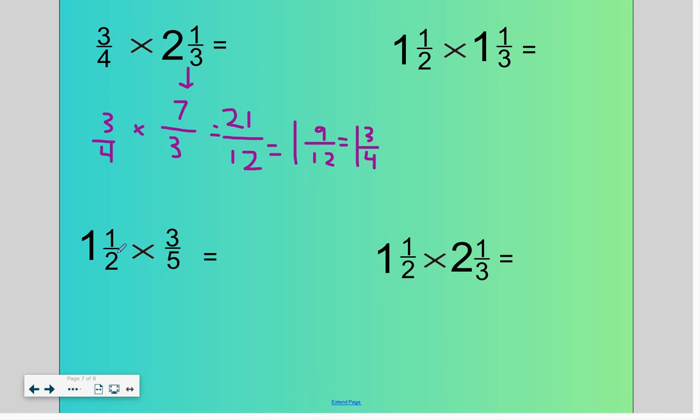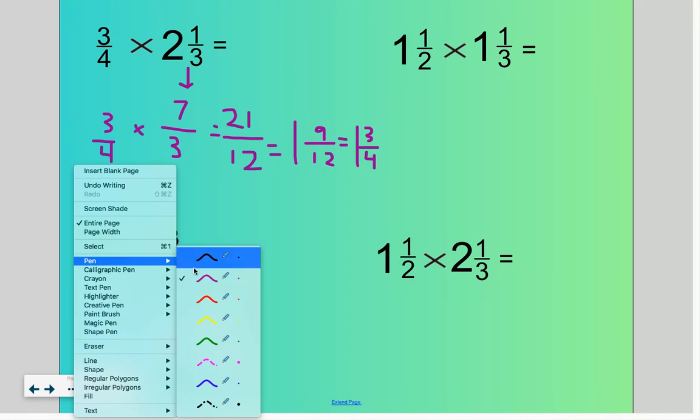Let's do this problem down here. Again, draw your arrow. Convert your mixed number into an improper fraction. Copy down everything else and multiply across. 3 times 3 is 9, 2 times 5 is 10, and this is already an improper fraction, so we're done. Now let's take a look. I will switch my pen color.